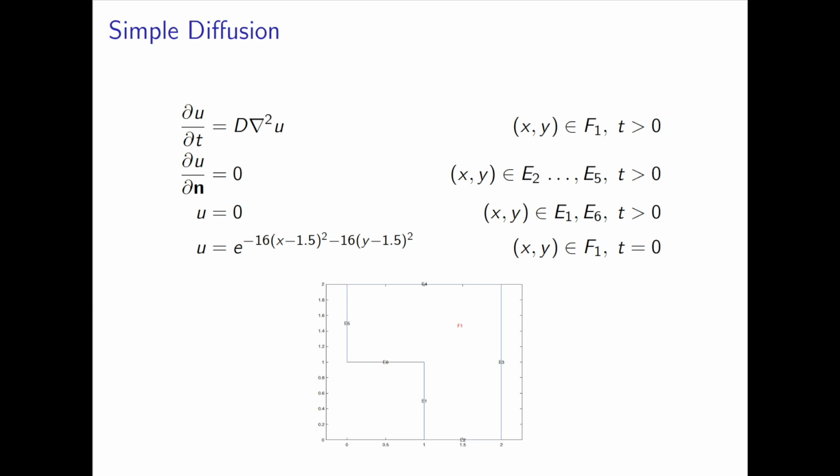No solute is permitted to flow into or out of the domain through pieces E2 through E5 of its boundary. This is modeled with a Neumann boundary condition.